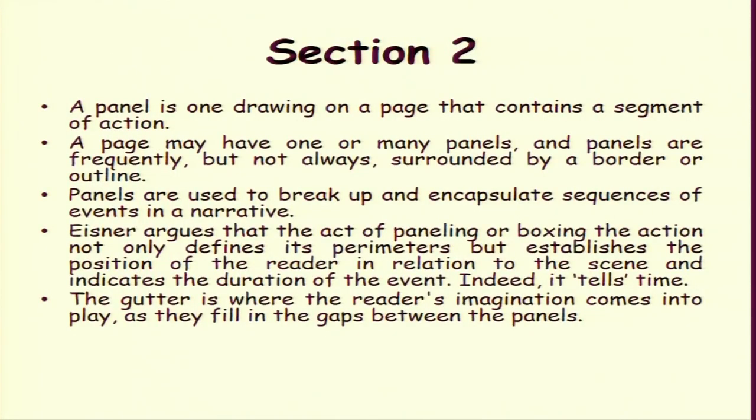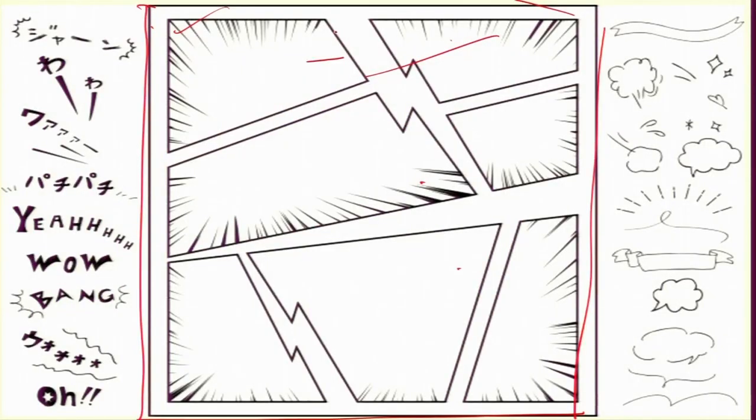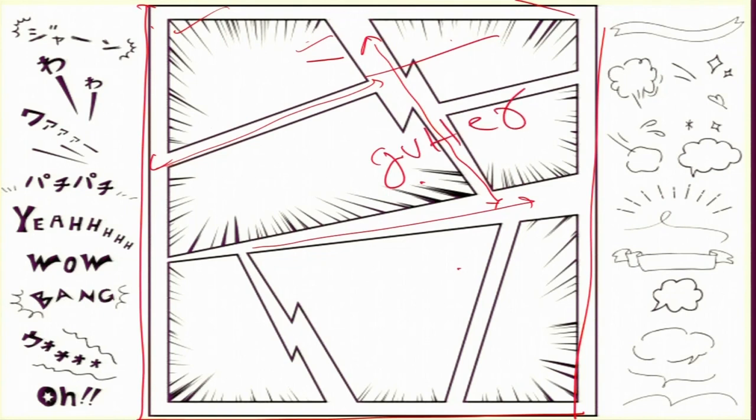Panels are used to break up and encapsulate sequences of events in a narrative. Eisner argues that the act of paneling or boxing the action not only defines its perimeters, but establishes the position of the reader in relation to the scene and indicates the duration of the event. Indeed, it tells time. The gutter is where the reader's imagination comes into play as they fill in the gaps between the panels. So, what I mean to say is that, as I have already explained, this area is called the gutter. So, here our imagination as a reader, as a researcher, comes into play. I will explain more in detail when I move further.